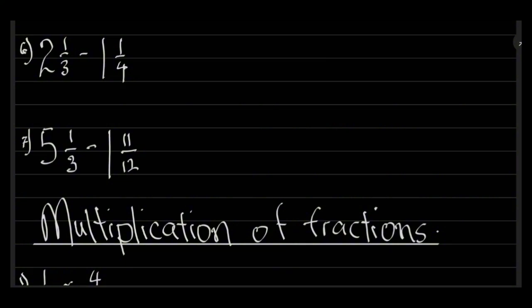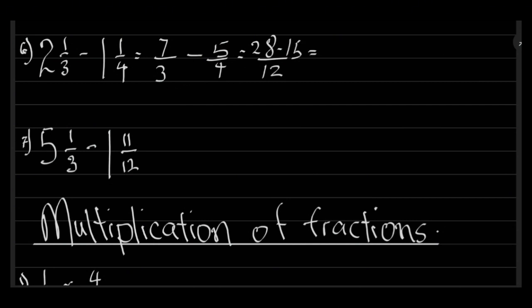We have mixed fractions and we are supposed to subtract. So first we change them to improper fractions. 3 times 2 is 6. 6 plus 1 would be 7. So 7 over 3, minus 4 times 1 is 4 plus 1 would be 5. So that will be 5 over 4. Our LCM would be 12. 7 times 4 is 28. And then 3 times 5 is 15.